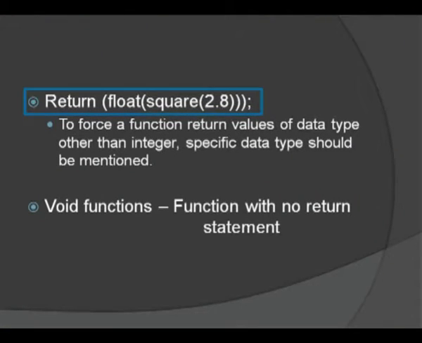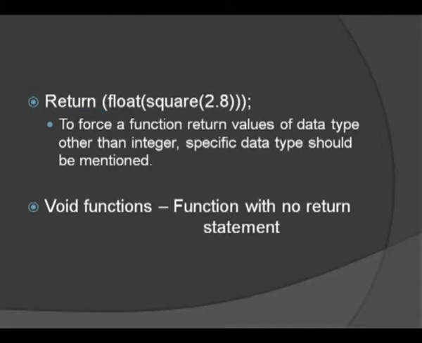Another possibility with the return statement is where we can call a function. In addition to that, we can do type conversion also. We all know what type conversion is: when we explicitly change the data type of a particular value or variable. So, here we have return, within parentheses float, and within that a function square to which I am passing one value. How will this be evaluated? First the function square of 2.8 will be executed, which means 2.8 will be multiplied by itself.